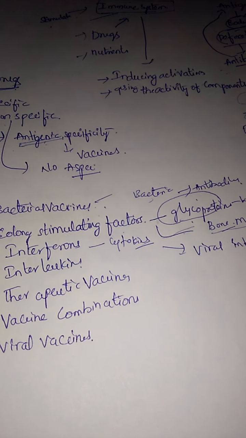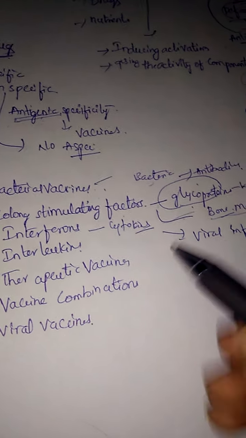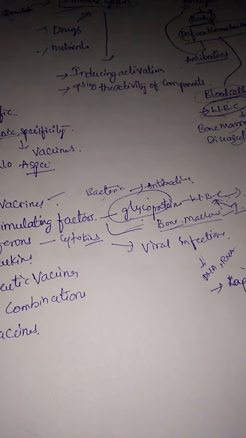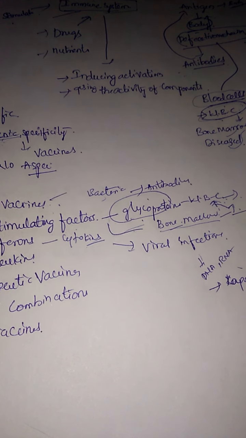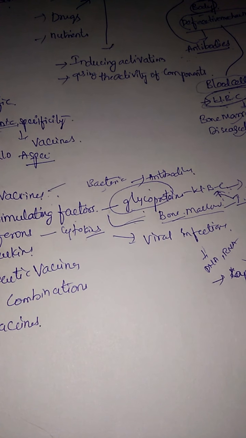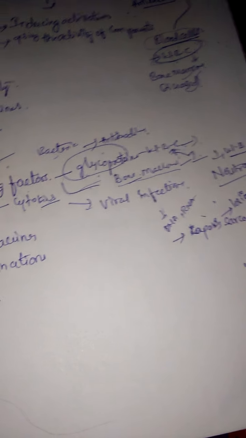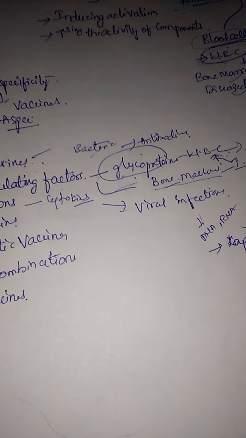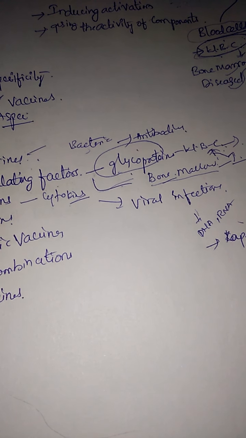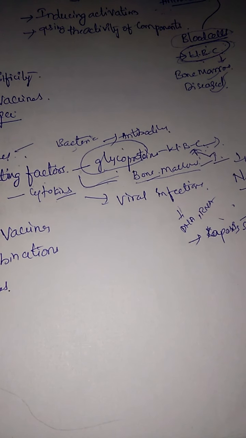Interferons are also called cytokines. These cytokines are known as proteins. When the interferons are released during the immune response, it is due to viral infections. Interferons are the cytokines mainly produced by the host cells during viral infections or in response to viral infections. We have different types of interferons, alpha, beta.